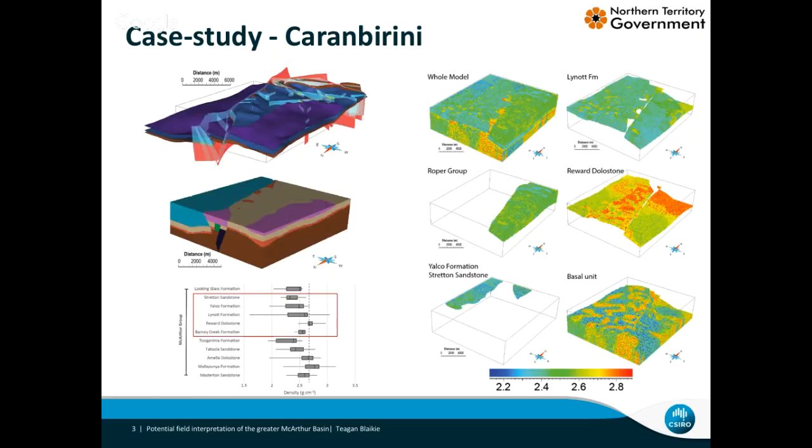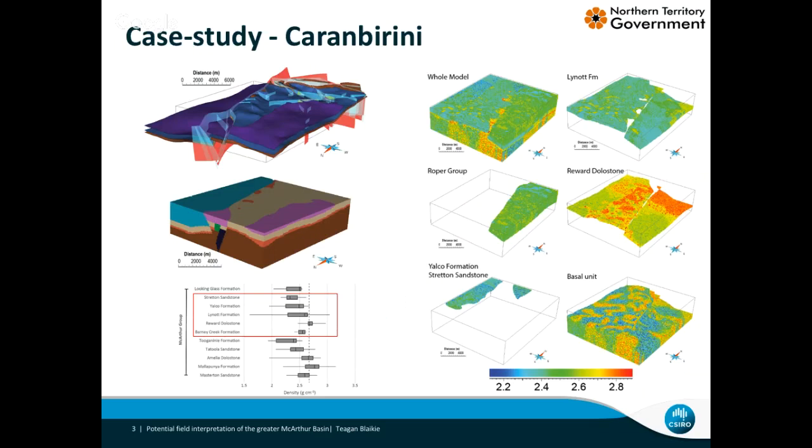So going into this project, we were given a 3D implicit model that was built a few years ago based on some structural data and some drill hole constraints. I've taken that data and used it to constrain the gravity model. Basically all I did here was take the existing model and find out where the problems were.